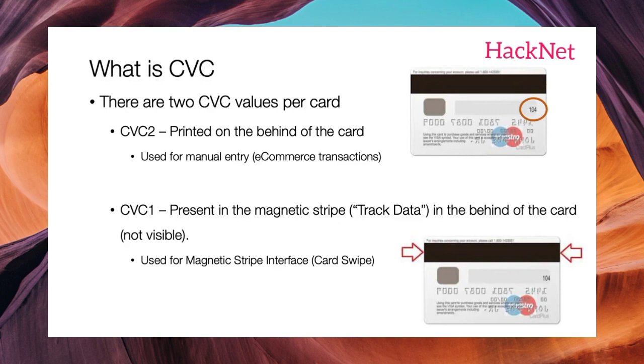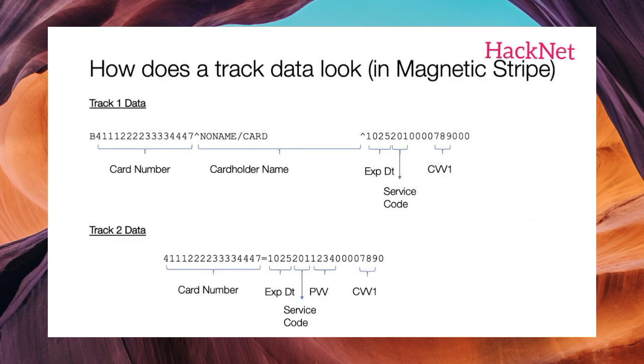Since we are talking about track data, I will briefly show what track data looks like. So I said that there are two tracks on a given magnetic stripe. The first one is called track 1. It contains the card number, the cardholder name, the expiry date, the service code and the CVV1. And the next one is called track 2 data, which consists of the card number, expiry date, service code, PVV and CVC1.